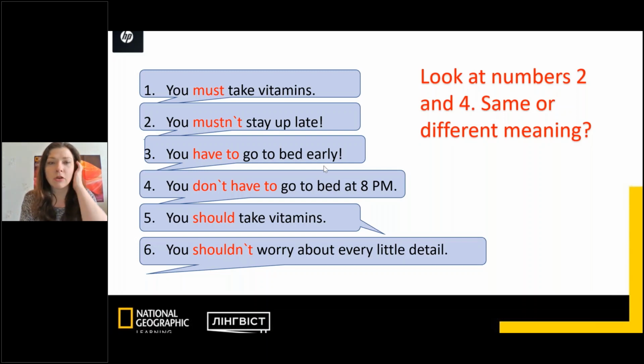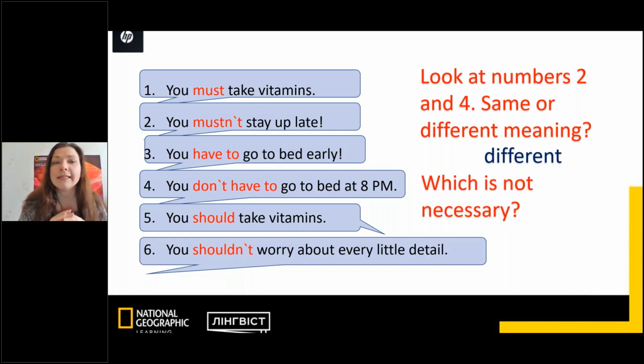Yeah, I see lots of people. Well done. Yes. So, it's not a secret anymore. They are different, right? So which is not necessary, number 2 or number 4? When you hear you mustn't or you don't have to, which one means not necessary, that you can not do it? Not necessary means you do not have to do it.